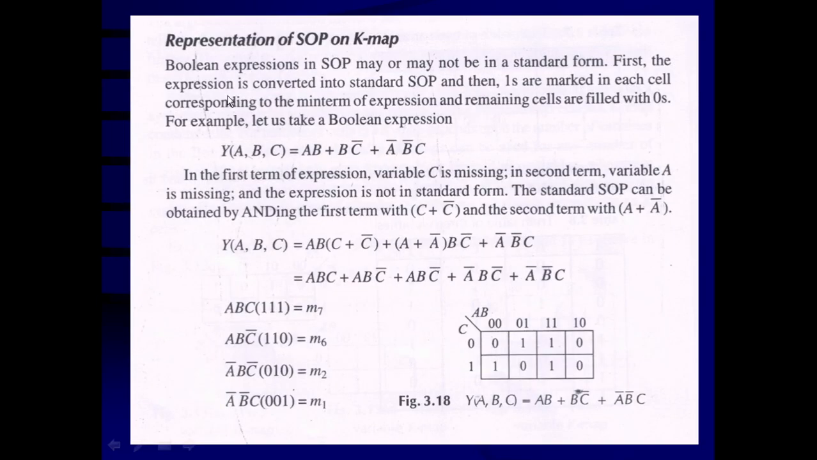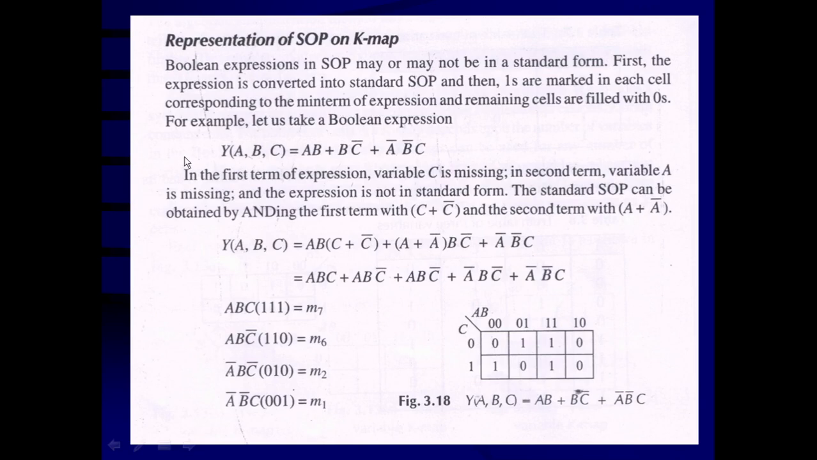Now the other method is representation of the sum of product equations into the Karnaugh map. A Boolean expression in the sum of product form may or may not be in the standard form. First, the expression is converted into the standard sum of product equation, and then ones are marked for each cell corresponding to the min terms of the expression, and remaining cells are filled with zeros.